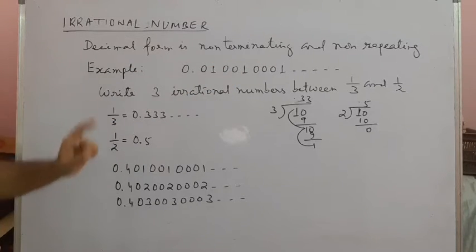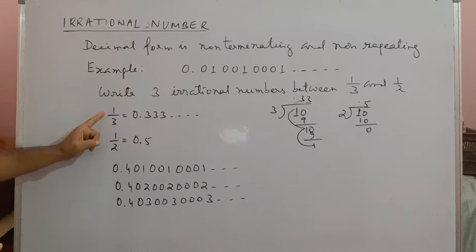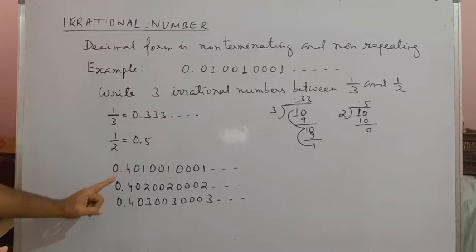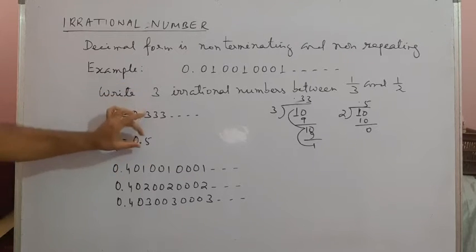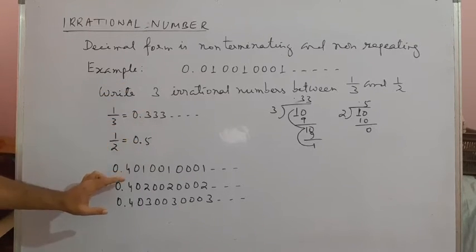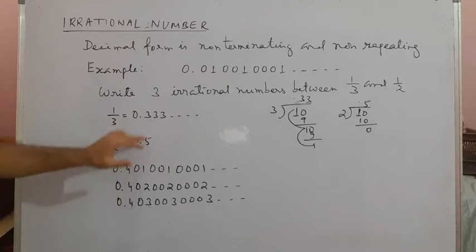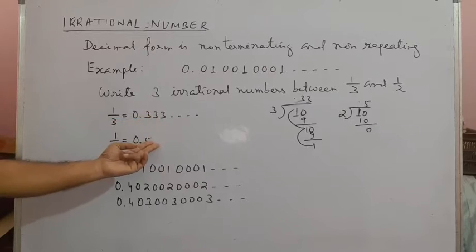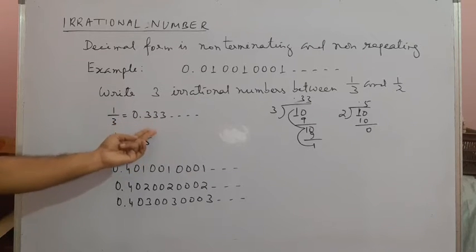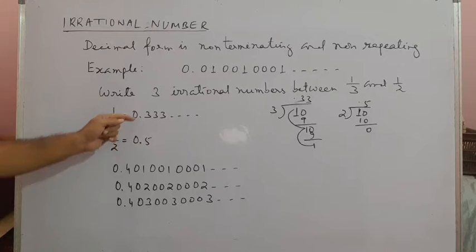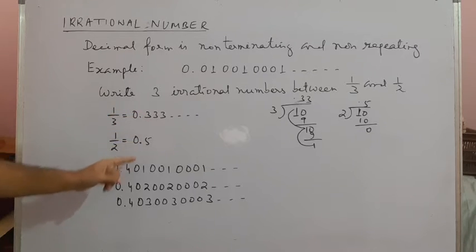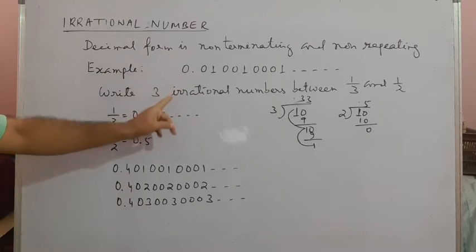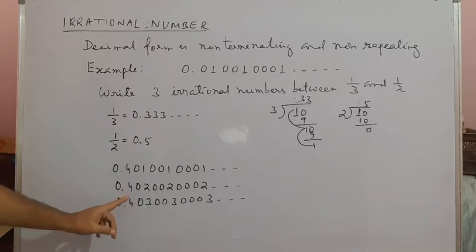So in this process, first we need to convert the given rational number in decimal form. After that, in between the first two digits, you have to find a digit in the decimal place. And if two digits are exactly same, then you take a pair of digits at a time. If I take pair of digits, then it will be 33 and 50, like that. So then between 3 and 5, here we have a digit 4, so I write 0.4. I need 3 irrational numbers, so I write 0.4 3 times.